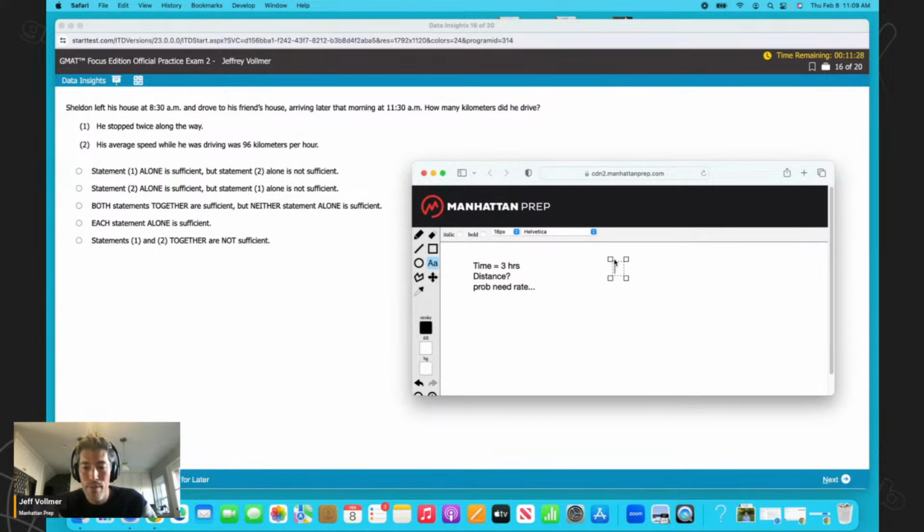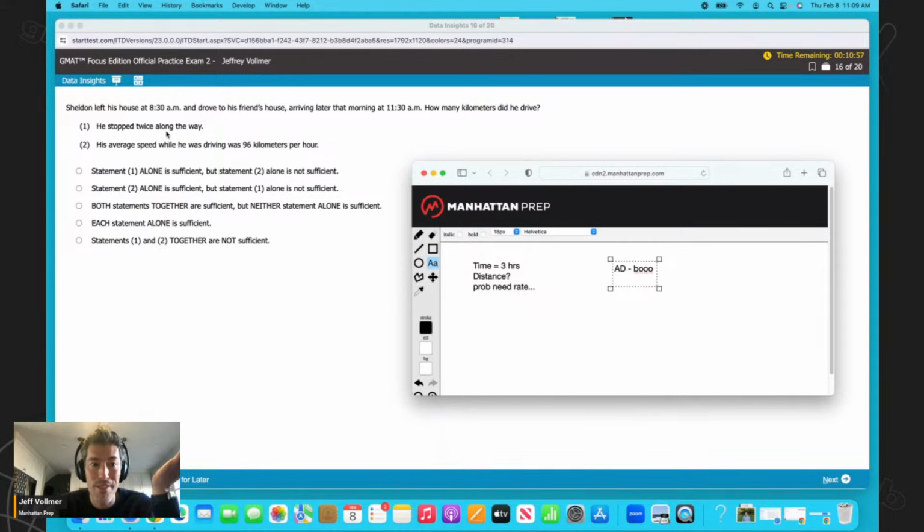He stopped twice along the way. Very unhelpful. Goodbye, Andy. We're going to put the boo notice here again. His average speed while he was driving was 96 kilometers. Okay. Well, that's great. The 96 kilometers by 3 hours would be 96 times 3. That's a certain amount, but it says while he was driving, right? So I don't know when he wasn't driving.